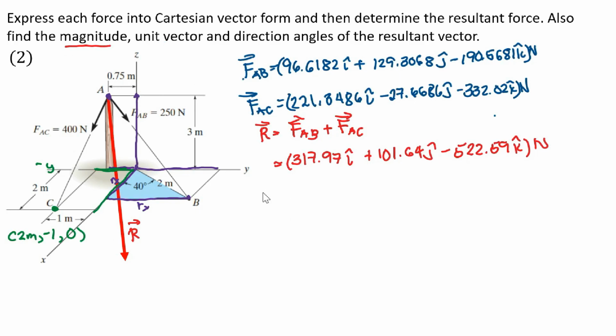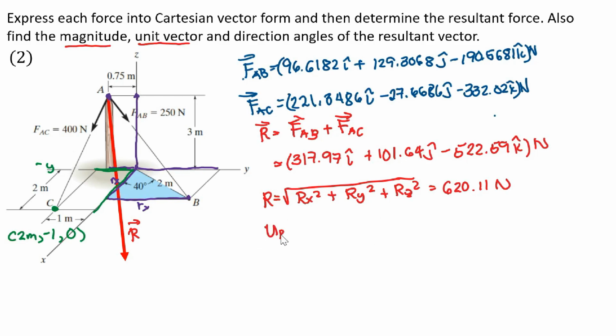Now from here, we are also asked to get the magnitude. To get the magnitude of R, that will be the square root of Rx squared plus Ry squared plus Rz squared. So the answer will be 620.11. We are also asked to get the unit vector of R. So that is 317.97 divided by 620.11. So that is 0.51 i hat. Then 101.64 j hat divided by 620.11.